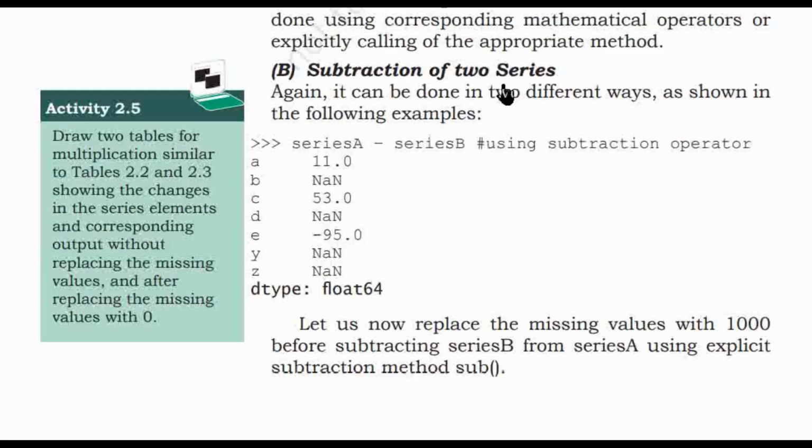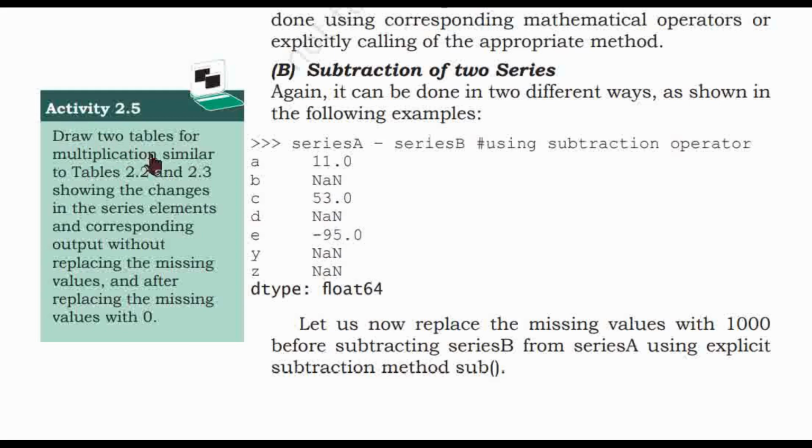Subtraction of two series. Again, it can be done in two different ways as shown in the following examples. Series A minus series B using the subtraction operator: 11.0, NaN, 53.0, NaN, minus 95.0, NaN, NaN. Dtype float64.